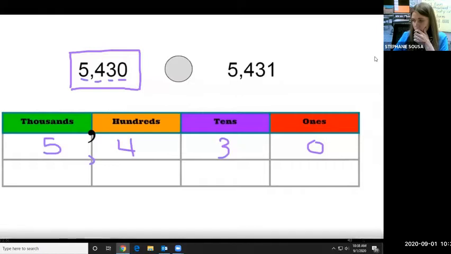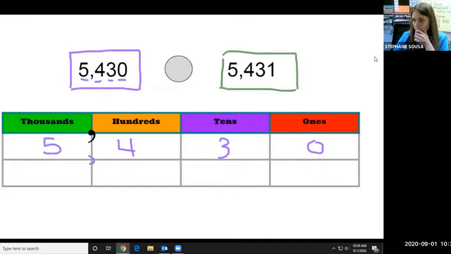Okay, and we're going to do the same thing with our second number, 5,431. Again, starting with our ones place. It's important to start with your ones place so that you make sure your numbers are lined up correctly. Then you go to your tens place. We have 3 tens, 4 hundreds, and 5 thousands.